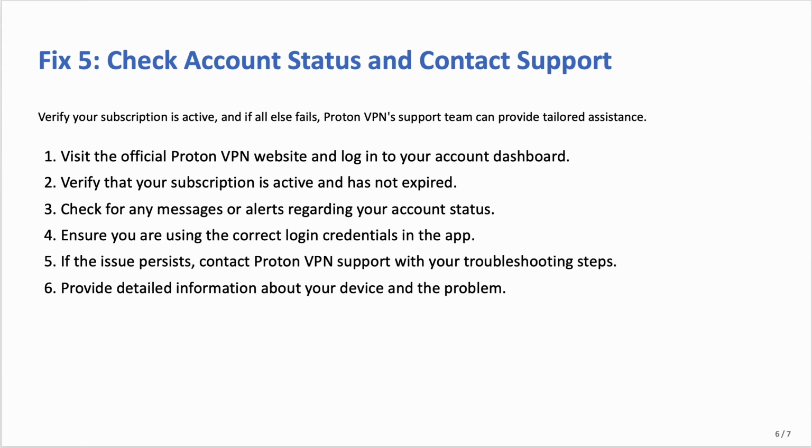Then guys, check your account status and contact support. Verify your subscription is active, and if all fails, the Proton VPN support team can provide tailored assistance. Visit the official Proton website, log in to your account dashboard and verify that your subscription is active and has not expired. Check for any messages or alerts regarding your account type and ensure you are using the correct login credentials in the app. If the issue persists, contact Proton VPN support with your troubleshooting steps and provide detailed information about your device and the problem.